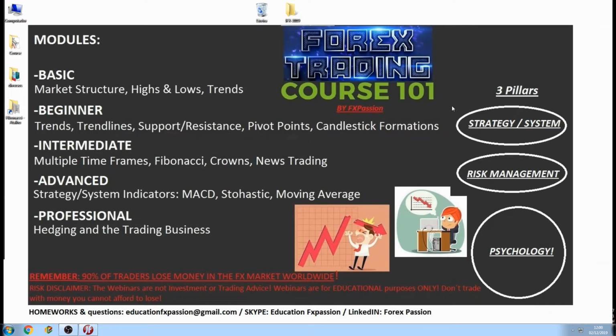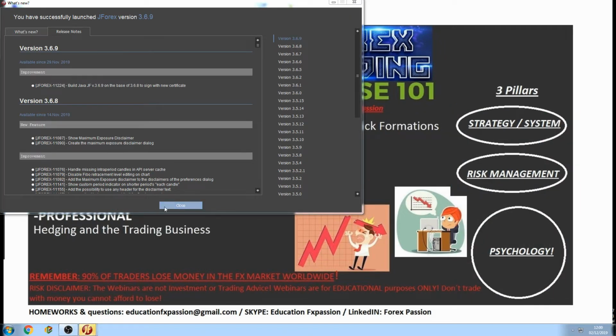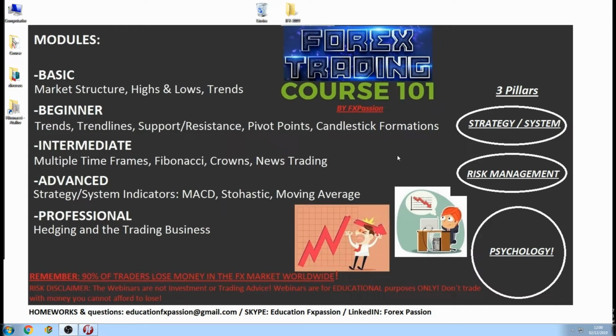Remember everybody, we are trying to build the three pillars. We're trying to build a strategy and/or a system, and we are learning how to build a strategy and/or a system using market structure, highs and lows, trends, trend lines, support resistance, pivot points, candlestick formations, multiple time frames, Fibonacci, news trading, and crowns. And we are trying to understand how risk management works, and the big one, how our psychology, meaning our emotions, helps us to earn pips and money, or how our psychology is complicating our life, right? Our psychology, our emotional responses.